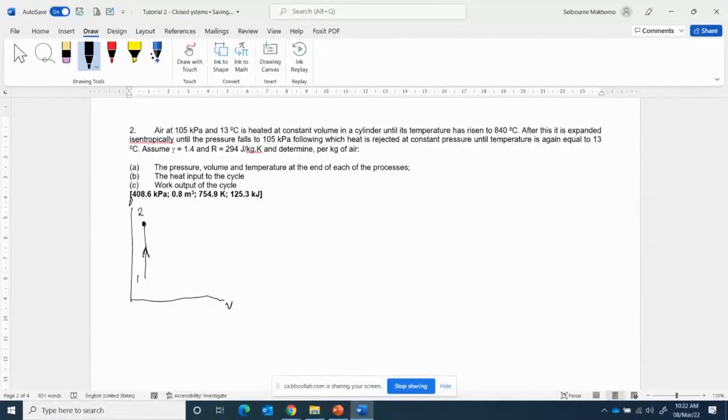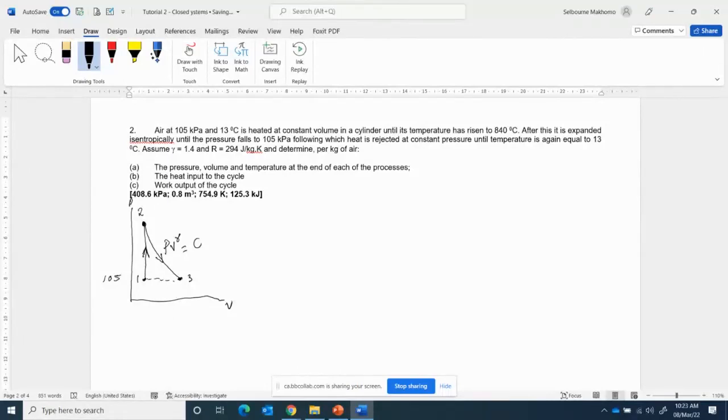After that, it is expanded isentropically or adiabatically until the pressure falls back to 105. So what do we do here? It is expanded. Here is the graph expanded, and then the arrow is going down because it's expansion, and the name of the process there is isentropic or adiabatic, and then we must write here PV^gamma equals constant, and this is point number 3. So at point 3, we are told that the pressure is also 105. In other words, the pressure at 3 and the pressure at 1 is the same, 105.